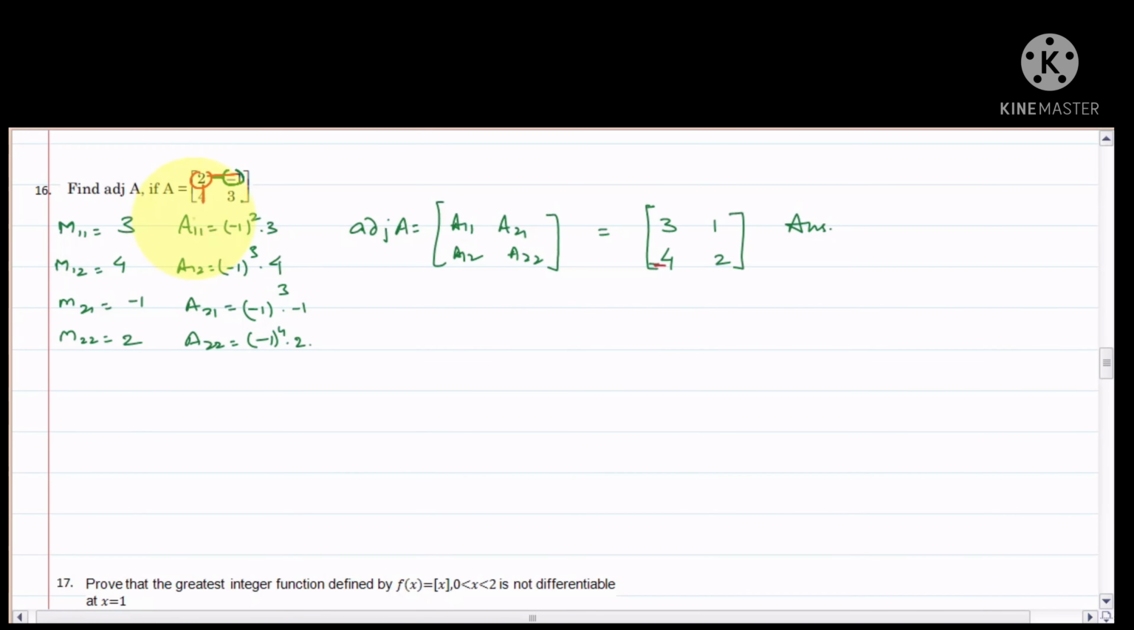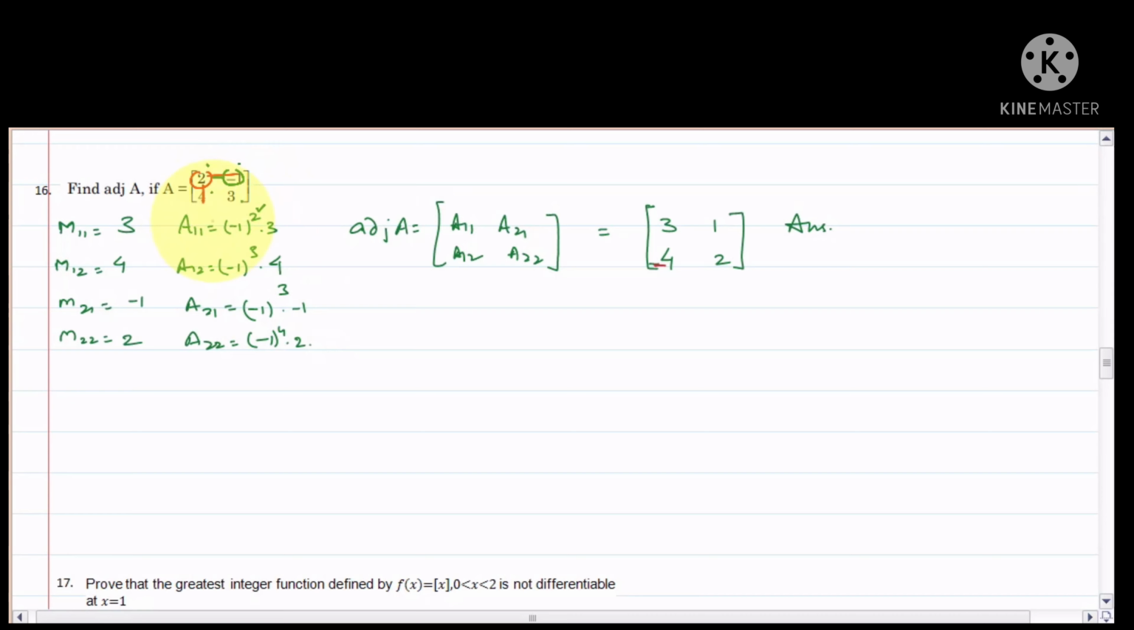So what is A11? Cofactor. A11 is equal to minus 1 to the power I plus j. It is I plus j, and in the first case I plus j will yield 2. In this case I plus j will yield 3. In this case, because it is 2 1, it will yield 3, and in this I plus j will yield 4 for 2 2.